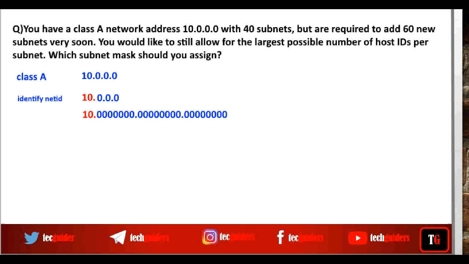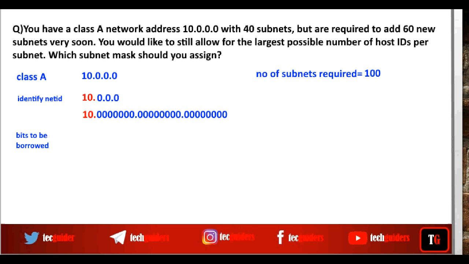Now, for subnetting this class A network, how many bits are to be borrowed from the host identification portion? The requirement is that we had 40 subnets. Now we need to add 60 new subnets. So now the number of subnets required within this class A network is 40 plus 60 equals 100. So for having 100 subnets, how many bits are to be borrowed from the host identification portion?